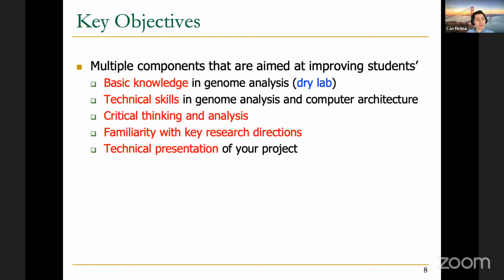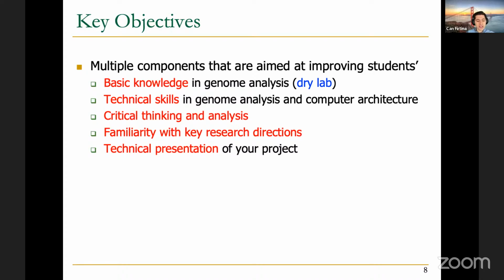And since they're going to be working on a project and perhaps doing some coding, they're also going to be improving their technical skills. And if they are working on hardware, they're also going to be improving their skills in computer architecture. Students are going to be meeting with their mentors regularly. By doing so, hopefully they're going to be asking questions and discussing with their mentors. This means that they're going to improve their critical thinking and analysis skills by meeting with their mentors.